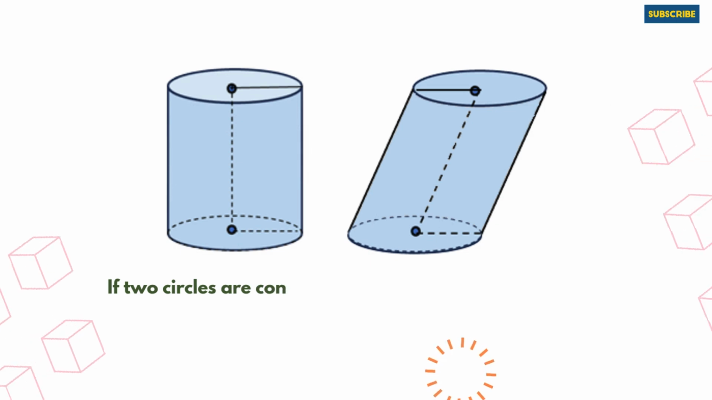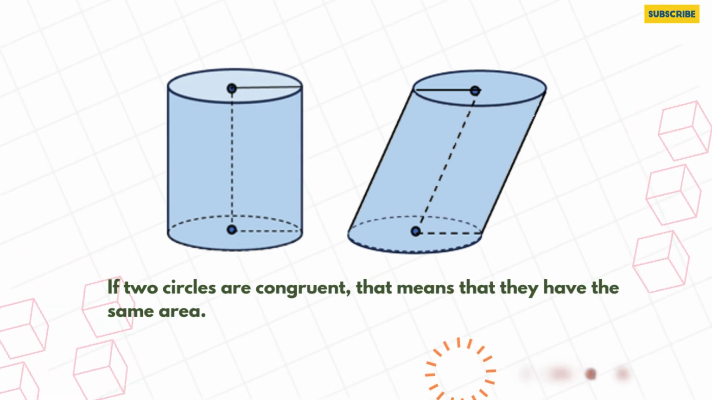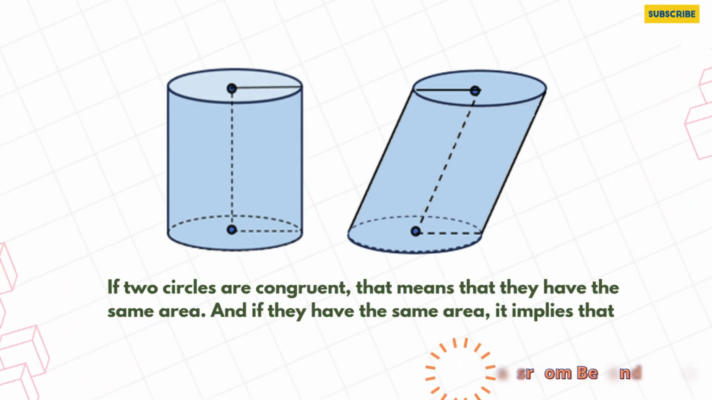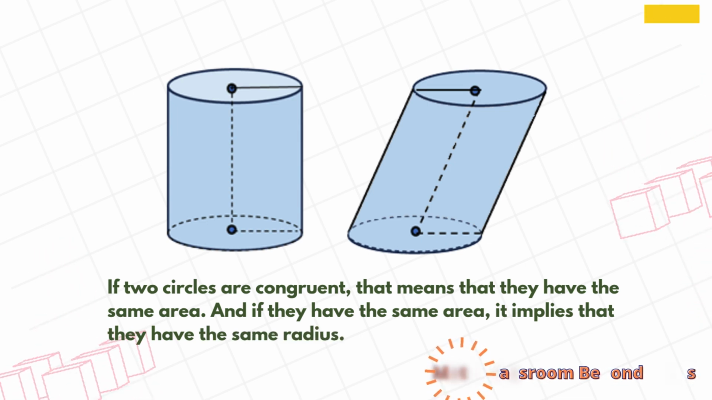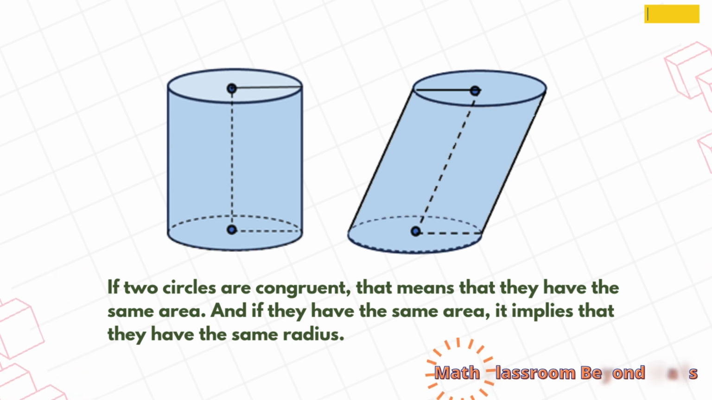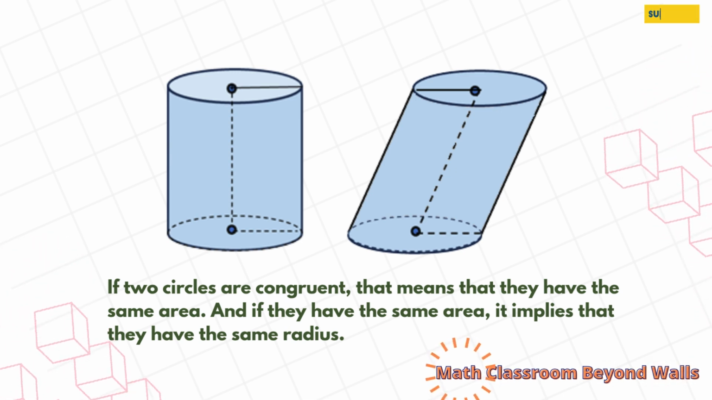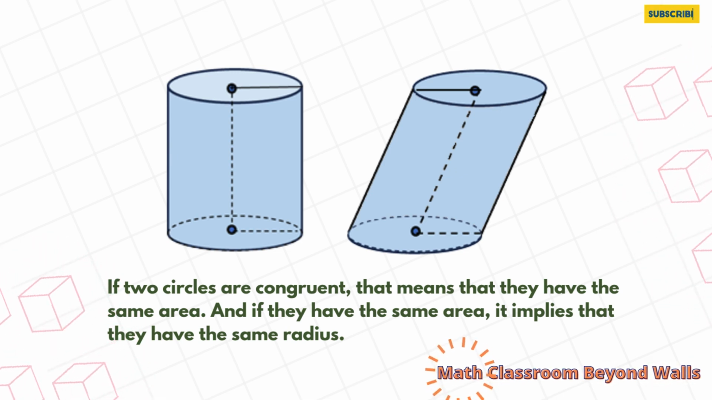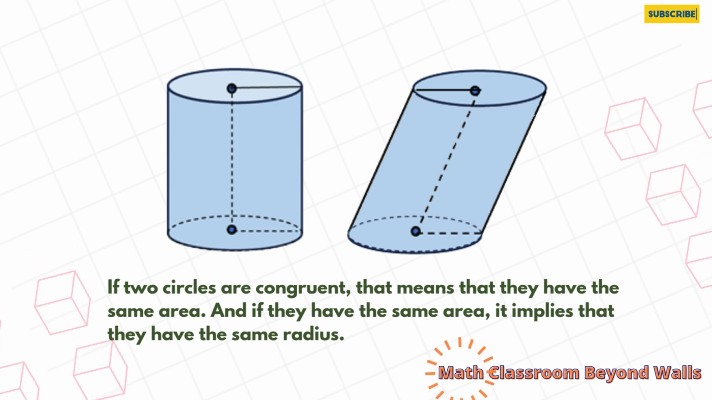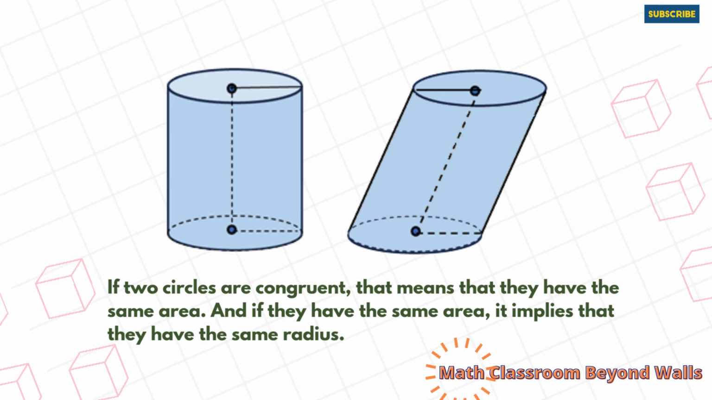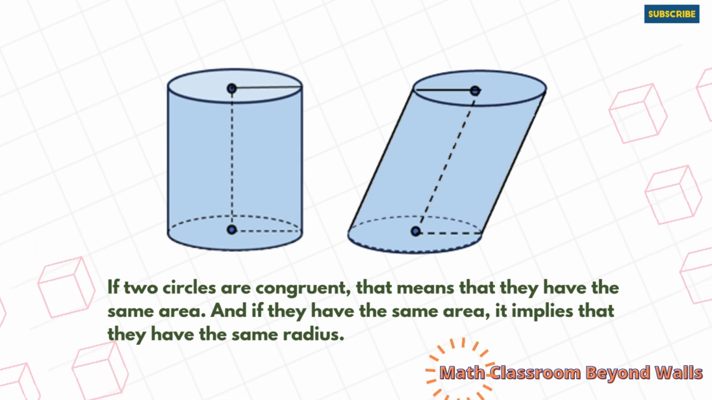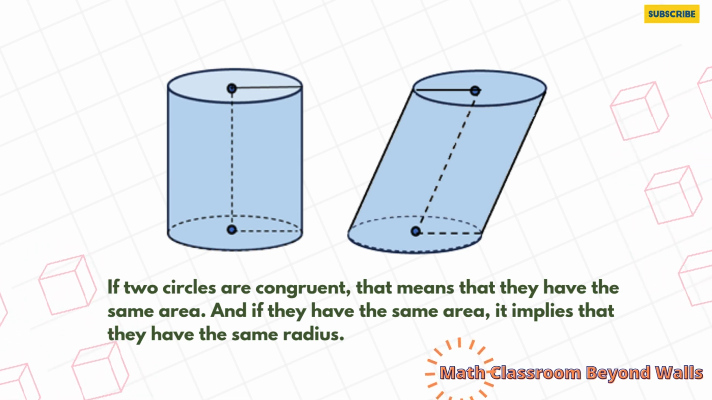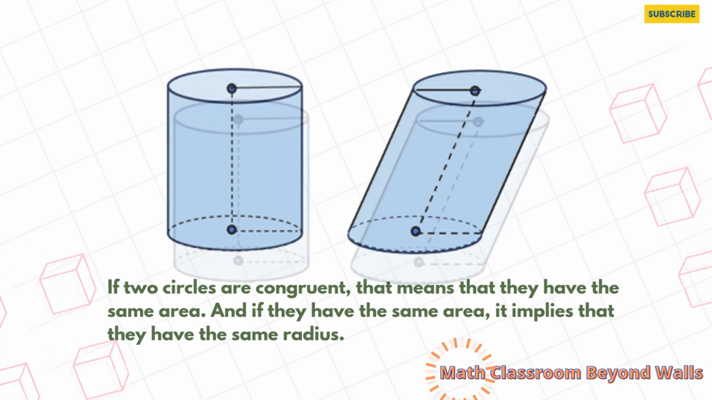Now, if two circles are congruent, that means that they have the same area, right? And if they have the same area, it implies that they have the same radius. Do you agree? Okay, let us not forget that we want to know how the volume of an oblique circular cylinder is obtained. Now, I want you to look at this, learners.